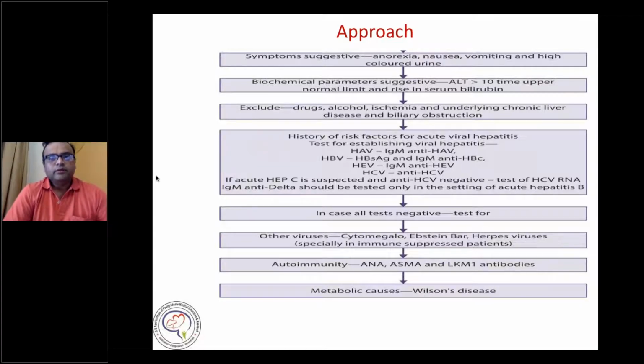We have to meticulously exclude other causes like drugs, alcohol, ischemia, underlying diseases, and more importantly biliary obstruction. So then we go for other tests which will establish the diagnosis of acute viral hepatitis, the most important being the serological markers.